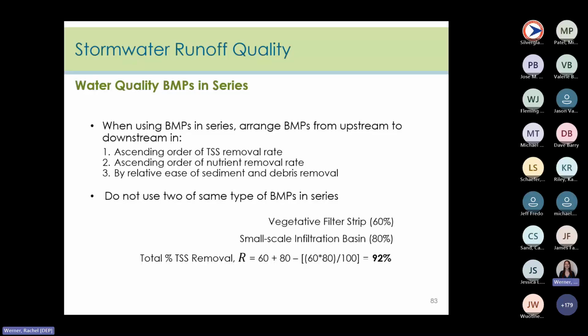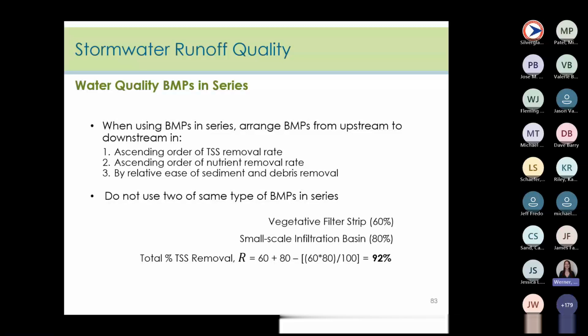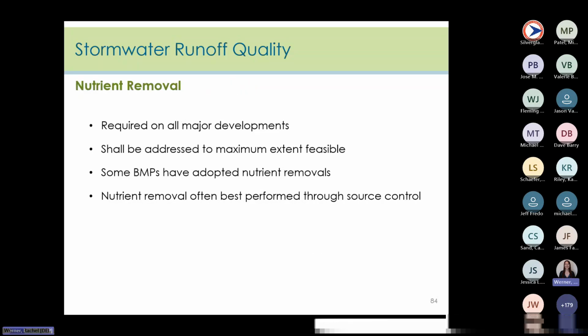So lastly, here's an example of using a vegetative filter strip followed by a small-scale infiltration basin. It would give you a total removal rate of 92%. As mentioned before, nutrient removal is required for all major developments and shall be addressed to the maximum extent feasible. Some BMPs have nutrient removal capabilities, but the best way to handle nutrient removal is by source control.